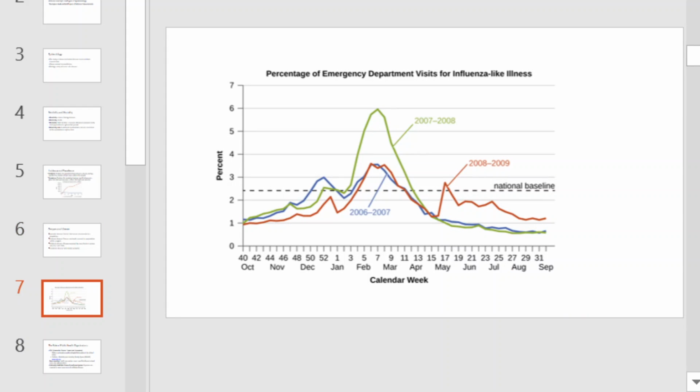This graph illustrates the incidence of disease as charted from approximately October through September of the years 2006 through 2009. This is a graphic illustration of the prevalence and distribution of influenza-like illness.